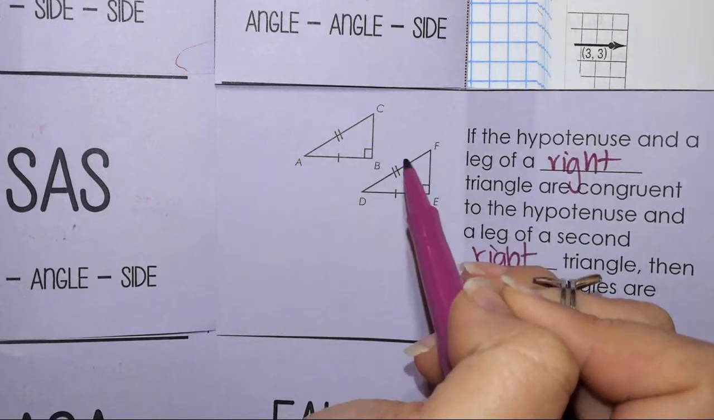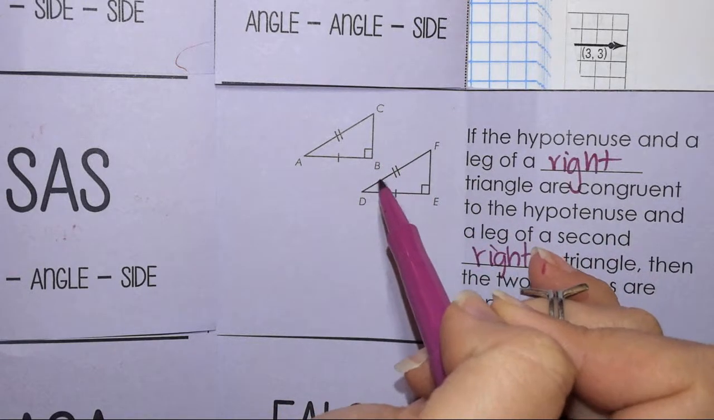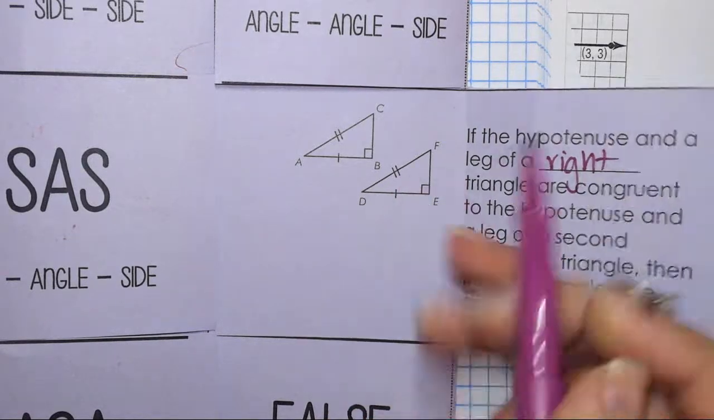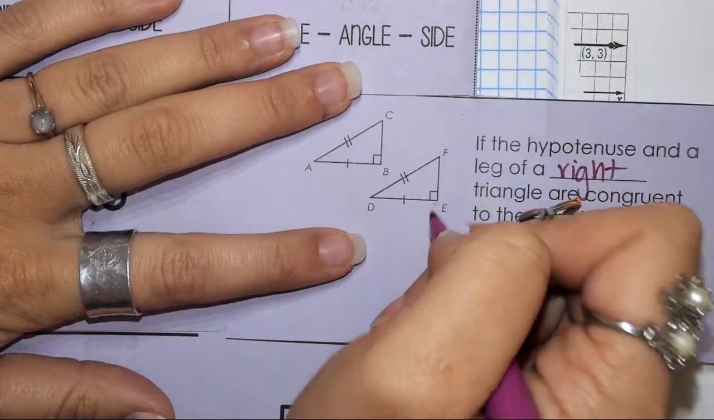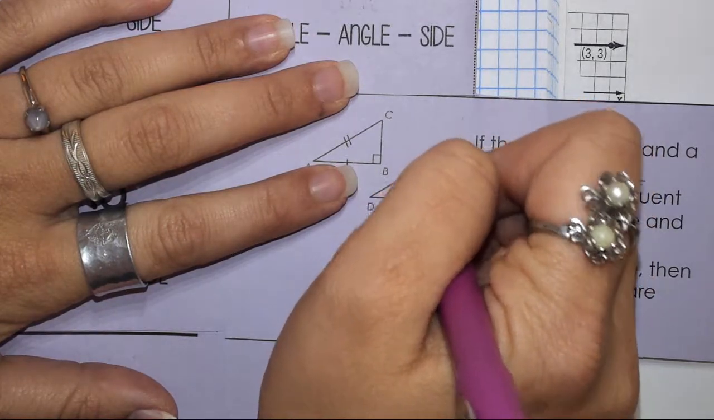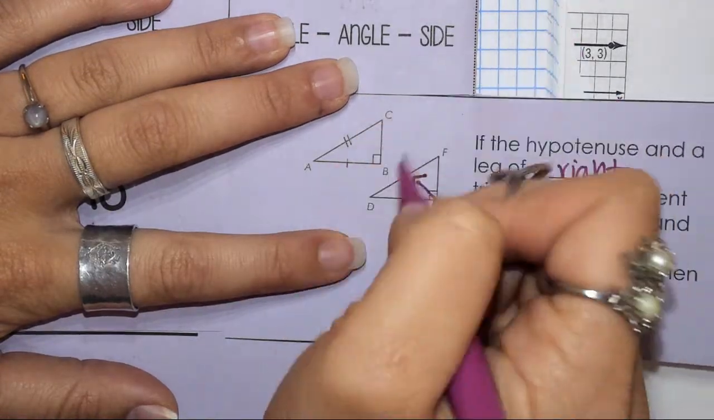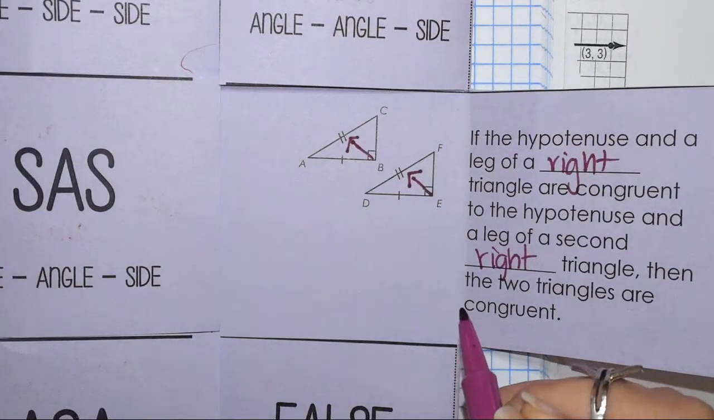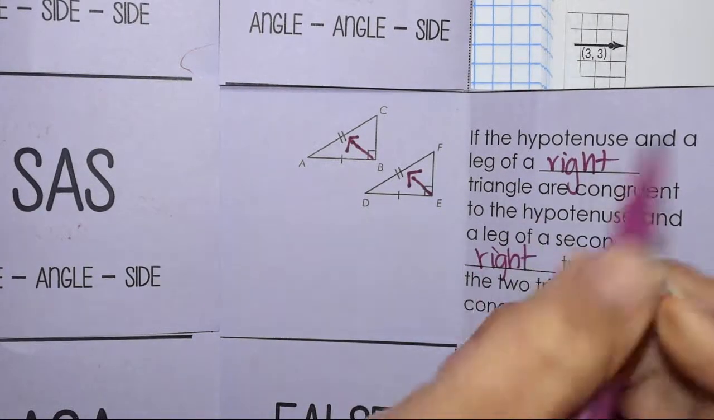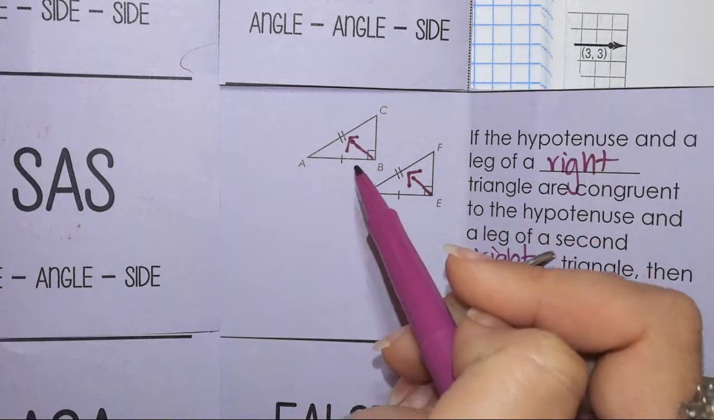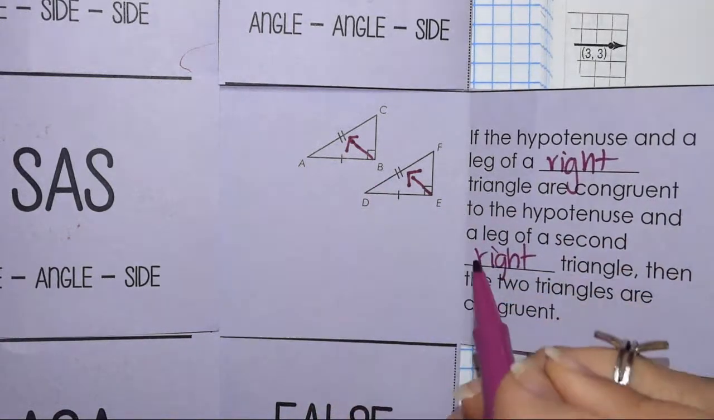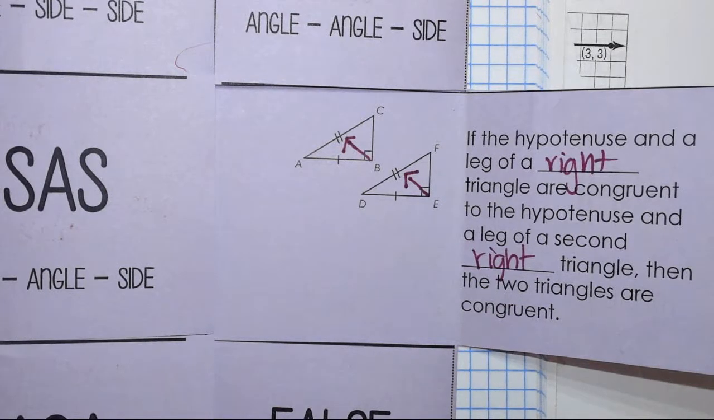AC and DF. Now, everybody stop. Is that the hypotenuse or the leg? The hypotenuse, because it's across from the right angle. And if you get confused, go to your right angle and draw an arrow. Do that every time, and that tells you where the hypotenuse is. And then the leg, AB is congruent to DE. Now, it has to have the box that says it's a right angle.